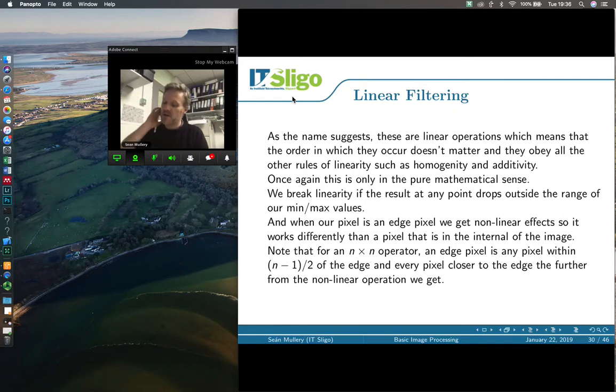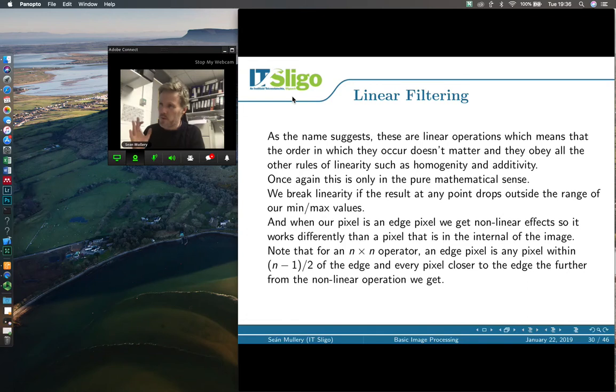So as the name suggests, these are linear operations. So again, rules of linear algebra will apply, which means that the order in which they occur doesn't matter. So this is some of the rules of linearity. We can do the things in any order, and there's rules like homogeneity and additivity. Again, if you haven't come across those, do go and look them up because they will matter from time to time. Homogeneity is about being able to multiply by a constant and it not having an effect, and additivity is about being able to add things together. So if we add things together in an input, it's the same as adding them together in an output.